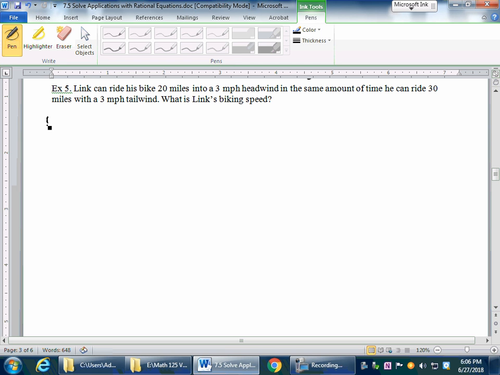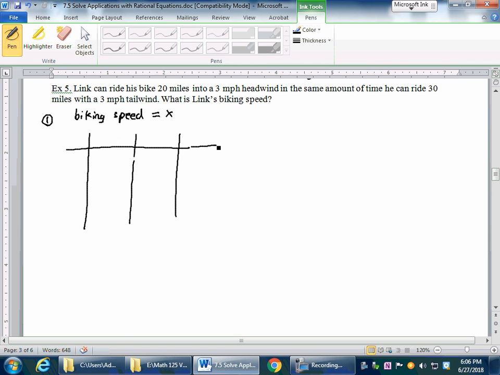So my first step will be to let that biking speed be equal to x. And remember, we want to use the chart, right, to organize our information. So rate times the time is equal to distance. It's very important that you write down your formula so that it clearly tells me what you are doing in each column. And also you can keep track of yourself.